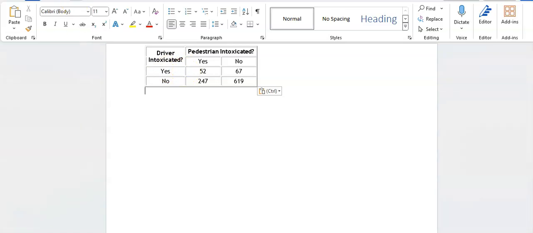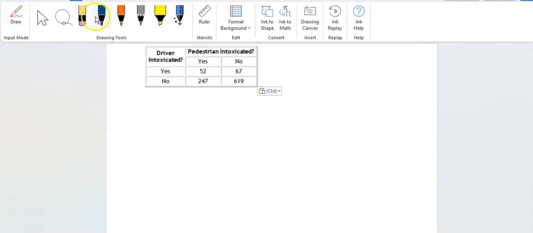So the first thing I need to do, and I'm going to draw on this, is I need to get totals here. So I'm going to total 52 and 67, and I'm going to get the total for this row, which is 119. And then I'll get the total for the next row, 247 and 619, which is 866.